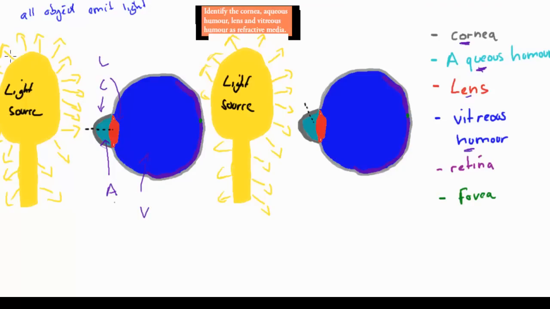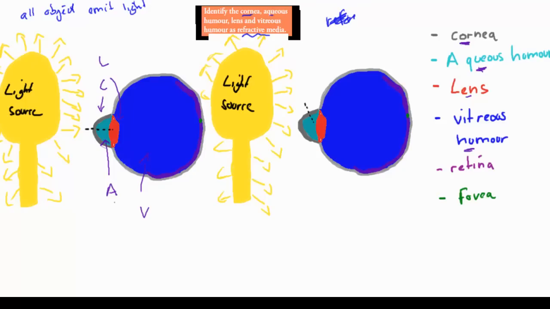These are the four that are mentioned in the dot point. The dot point says identify the cornea, aqueous humor, lens, and vitreous humor as refractive media. So refractive means, again, that was bending. Refractive media just means parts of our eye that help us bend light. So these four parts are parts of our eye that help us bend light.